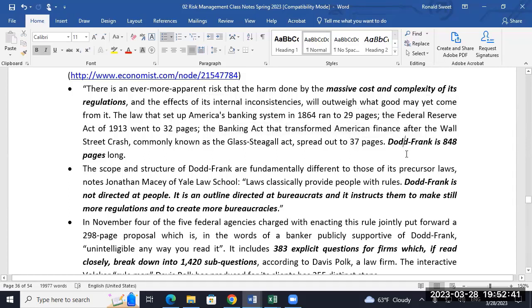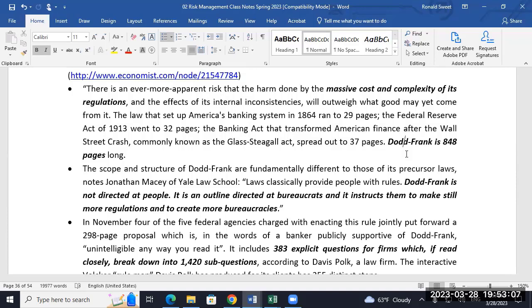Why are laws today so long? In my health insurance class, we talked about the Affordable Care Act. That thing was, I think, over 1,000 pages. Who's writing these laws? Have you ever thought about that? We're a democracy. Do you think a congressman or congresswoman wrote the 848 pages of Dodd-Frank? How many words in Dodd-Frank do you think an elected official actually wrote?